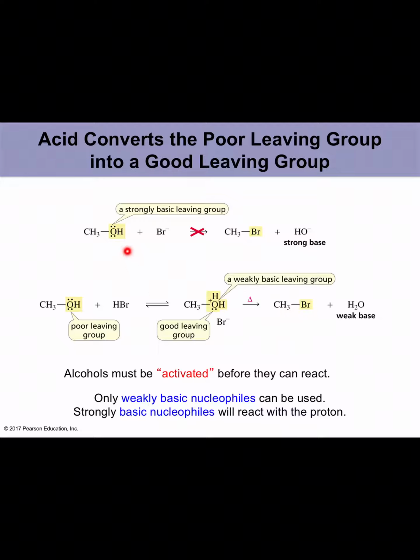Normally, if you want to eliminate a hydroxyl group, we protonate it with acid, make it a good leaving group, and then we can do the reaction. We call this process activation. Alcohols must be activated before they can react. Only weakly basic nucleophiles can be used. Strongly basic nucleophiles will react with the proton.